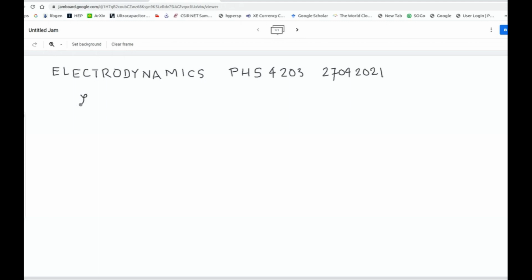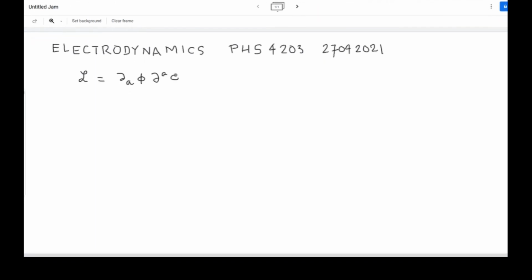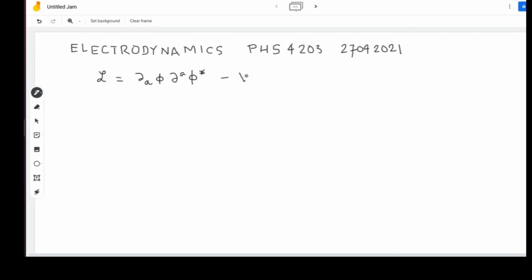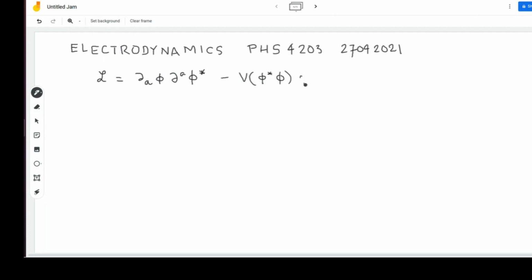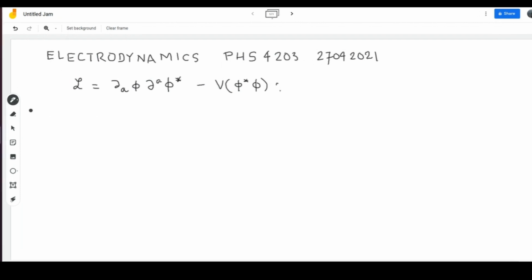that Shafaq has, our Lagrange density was this, right? So this is phi star phi really, right? Mod phi squared is phi star phi. Okay, now we want to make a variation. So this is the Lagrange density we should write down.